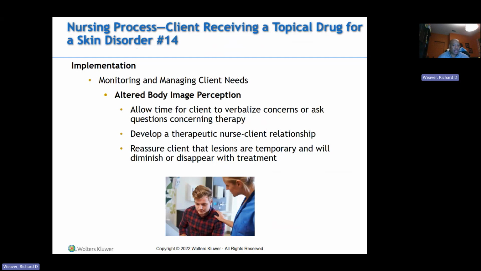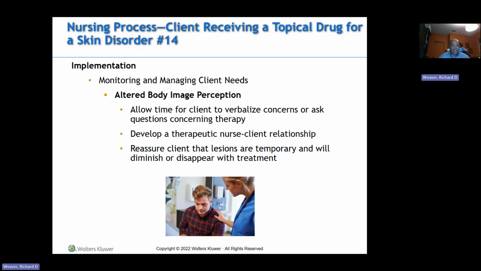Listen to the client's concerns and assist them in accepting the situation as temporary. Also, encourage the client to verbalize any feelings or anxiety about the effect of this disorder on their body. We also want to explain the disorder and the treatment regimen in terms the client can understand, like the teach-back method, and discuss the need at times for long-term treatment in order to eradicate or get rid of the infection. We want to help the client as well as the family to understand that the therapy must be continued until the infection is under control and not before.